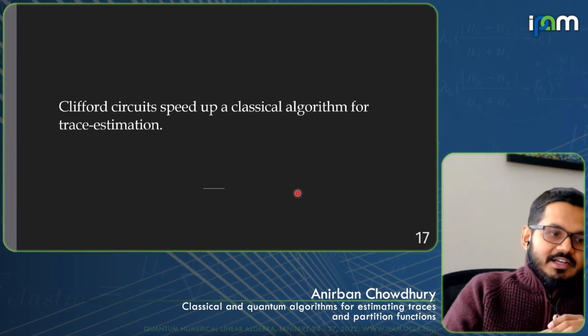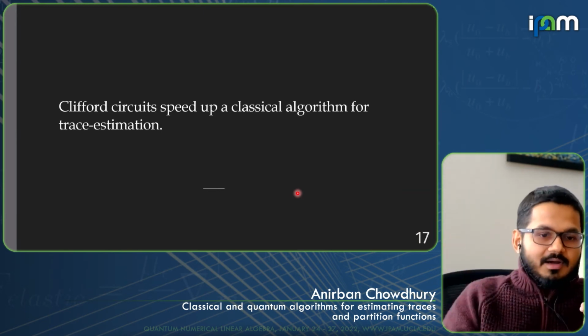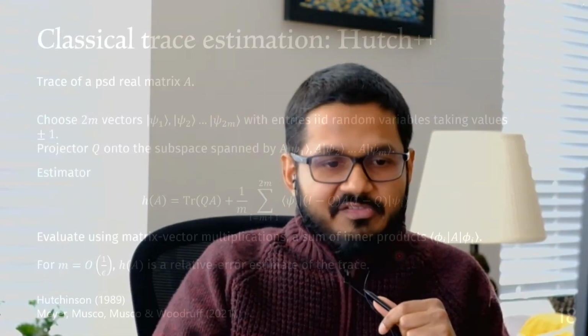So now I want to get to the final part of the talk. So we saw basically the quantum part of quantum algorithms for doing this kind of trace estimation. Now I'll briefly talk about a classical algorithm for this same problem. And I'll show how, using this Clifford compression idea, you can essentially speed up this classical algorithm for trace estimation. So I'll try to explain this very briefly.